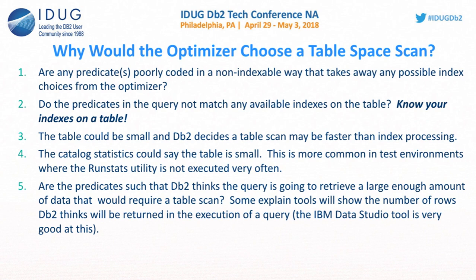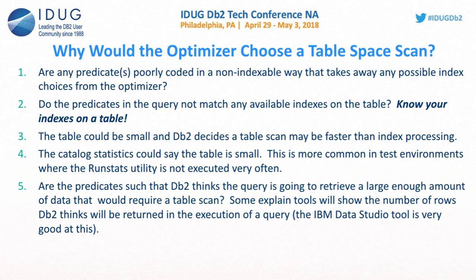So why would an optimizer choose a table scan? Well, there are a number of reasons here. Maybe I have my predicates coded in a non-indexable way. Maybe I have functions or mathematics on it, and the optimizer said, well, I have some index I could possibly use, but the way you coded your where logic, I'm not going to use the indexes. Maybe in my where clause, there's no index that matches what's in my where clause.